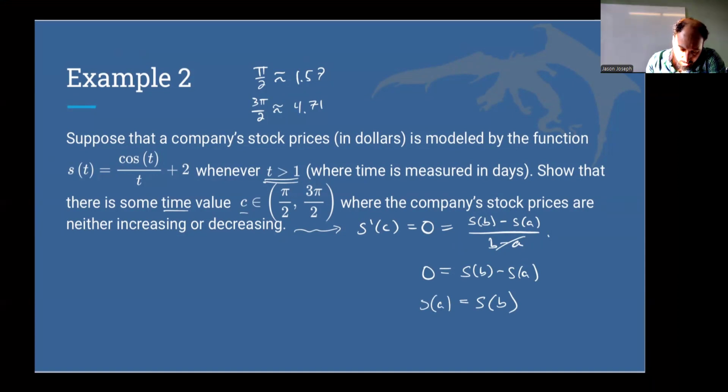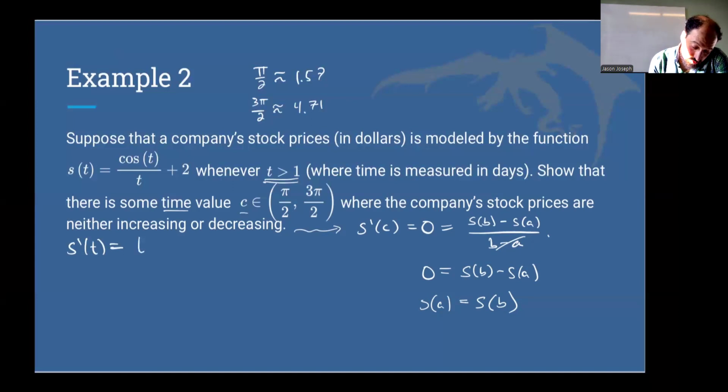Okay, so the endpoints are giving me the average rate of change that I want, but I still need to check those hypotheses about differentiability and continuity. So first, let's just see what is S prime of t. I'm going to use the quotient rule here.